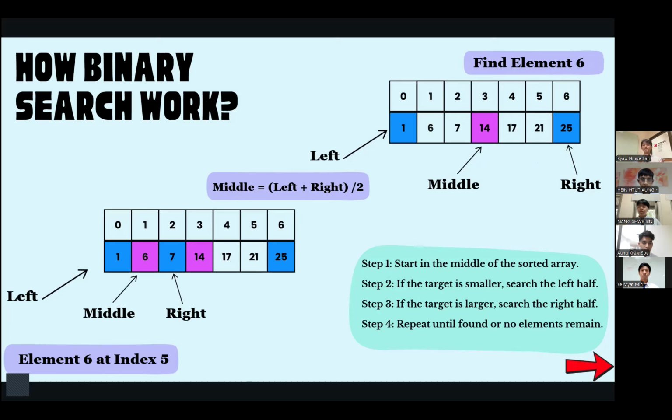Since 6 is smaller than 14, we ignore the right half and focus on the left half. We now find a new middle index in the reduced range. The left index is 0 and the right index is 2. So the middle index is now 1. The element at index 1 is 6, which is our target. So instead of checking each number one by one, binary search quickly finds the answer, eliminating half of the search space in every step. This makes it much faster than linear search.